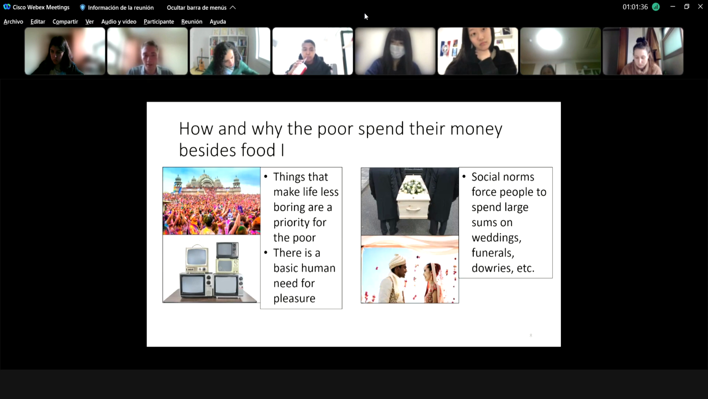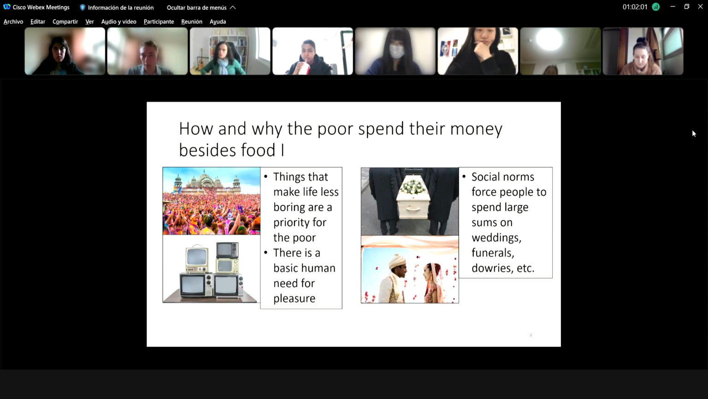And the reason for this is that things that make life less boring are a priority for the poor. And there's a basic human need for pleasure, and life at the bottom can be quite boring. And even though you might lack calories, you might lack quality and quantity of food, you will be more likely to spend it on those things to maybe get to enjoy life a little bit.